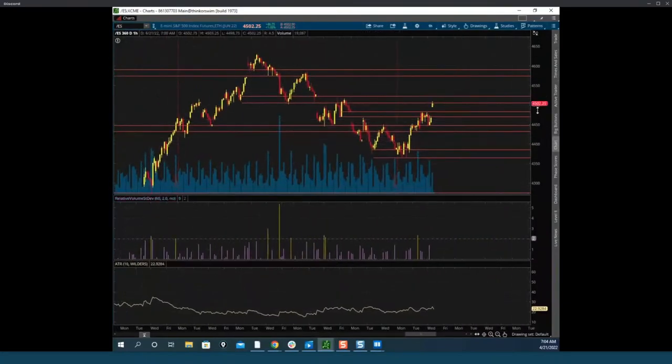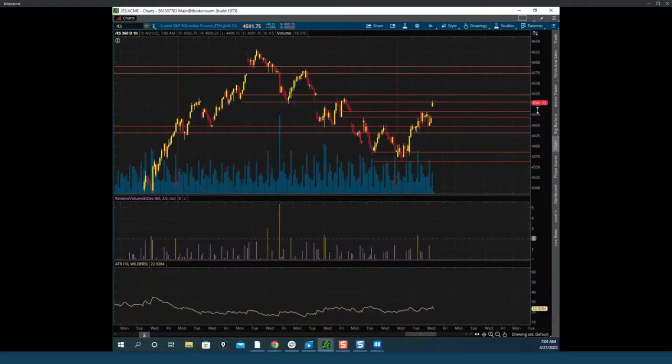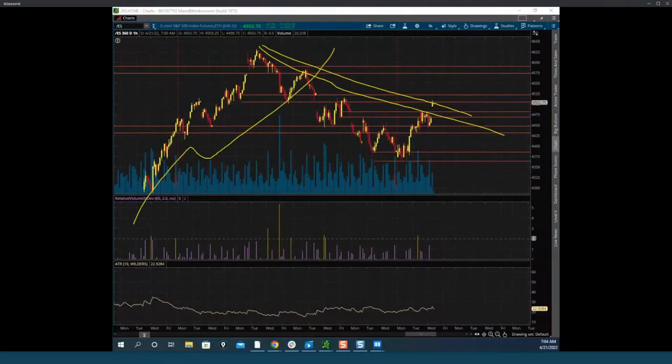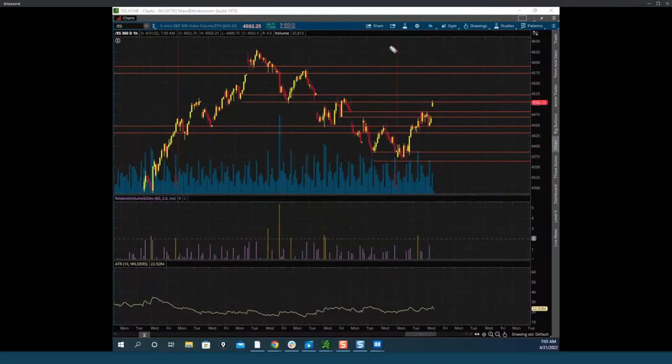When you're trading, you always want to look at your bigger picture in the morning and have an idea of whether the market is long-term bullish or bearish, intermediate-term bullish or bearish, short-term bullish or bearish. So obviously these markets are, I would say, long-term bearish still, and intermediate term bearish. Short term, bullish.